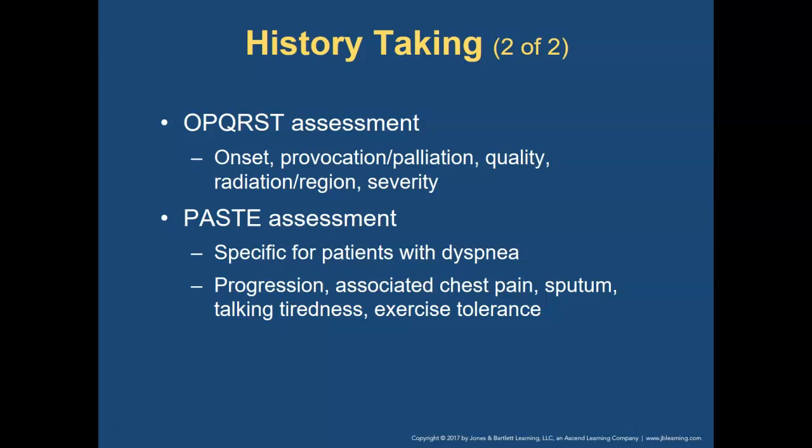Quality. Where is the discomfort located and does it move? Radiation and region. How much of a problem is the patient having? So severity. You know, it's a really big problem. Well, we need to do something about that. So is the problem continuous or intermittent? If it's intermittent, how frequently does it occur and how long does it last? And that goes on down to our T for timing.